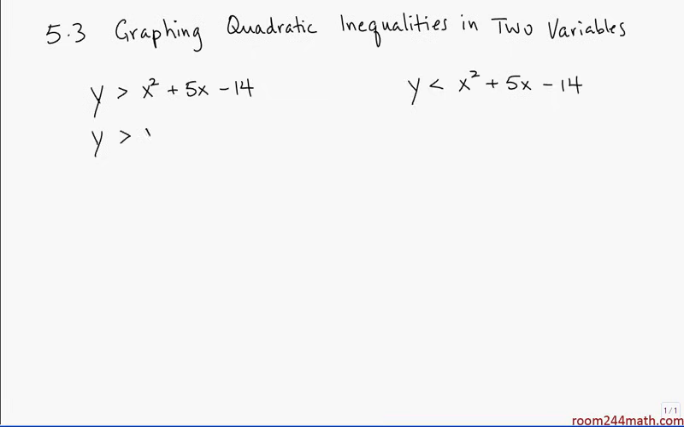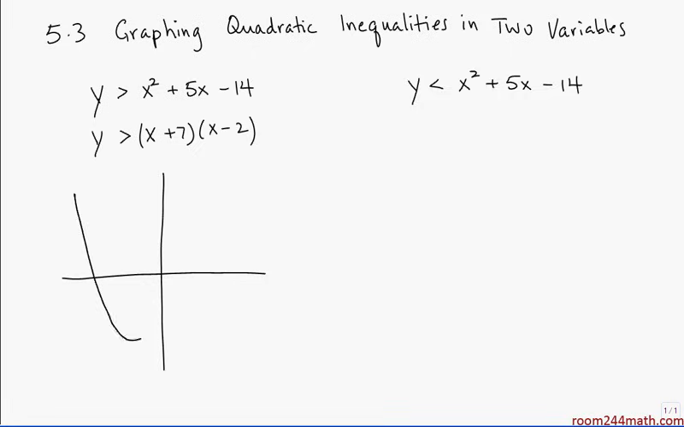So if we factor this, we see that it factors as x plus 7 and x minus 2, which means that the graph of the parabola passes through the points on the x-axis at negative 7. The factor x plus 7 corresponds to an x-intercept of negative 7. And it passes through on the positive side at positive 2. So we have these two intercepts here. And it's the same graph for both, obviously.